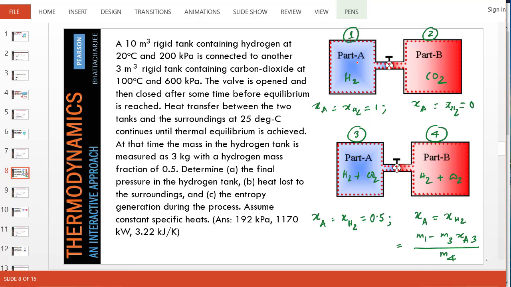Also, the tank loses heat, and finally the temperature becomes 25 degrees Celsius. Initially, as you can see, the left tank has a temperature of 20 degrees, and the right tank has a temperature of 100 degrees Celsius. So there is heat transfer, and there is mass transfer involved in this problem. We are supposed to find the final pressure in each tank, how much heat has been lost, and the entropy generation.